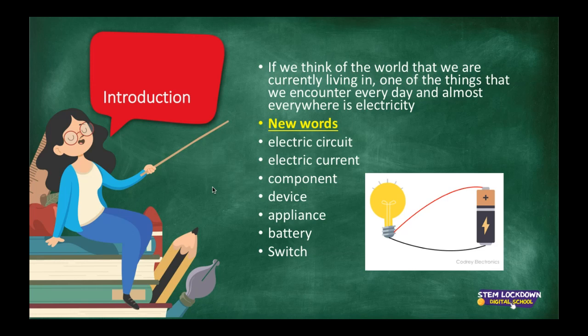The words that we're going to be discussing are electric circuit and electric current. These are your new words. I would suggest that you write them down and, in your spare time for homework today, write down the meanings of each of those words for better understanding. Like I said already: electric circuit, electric current, component, device, appliance, battery, and switch. Those are the new words for today.